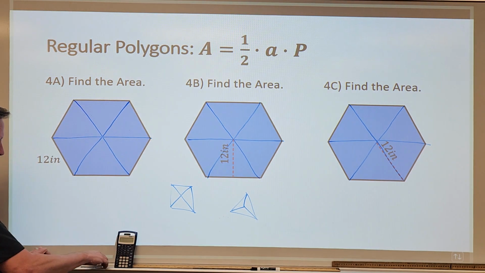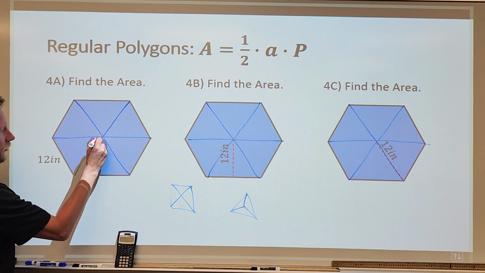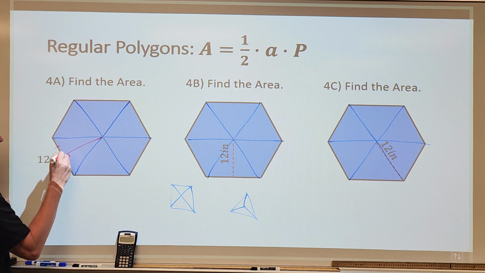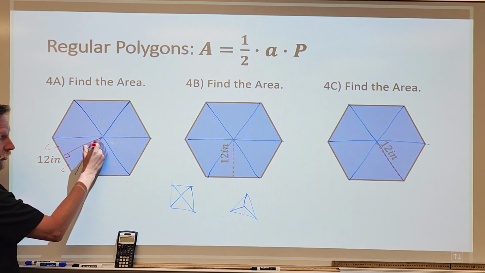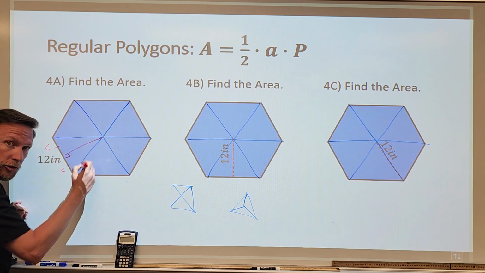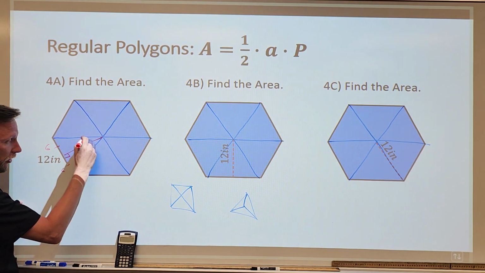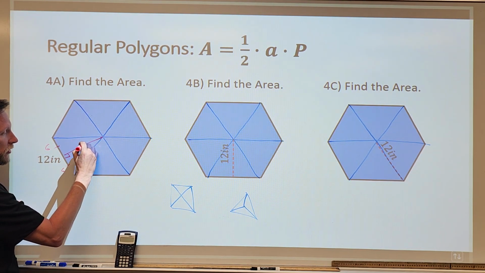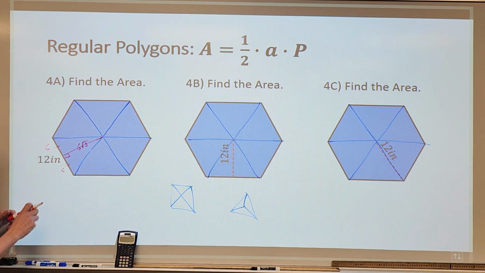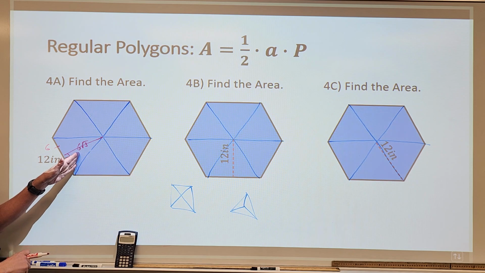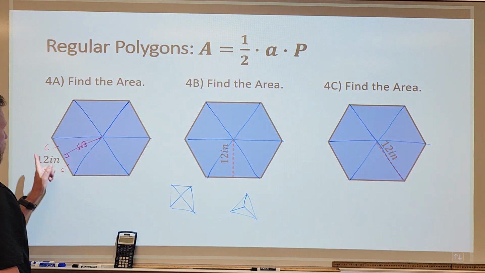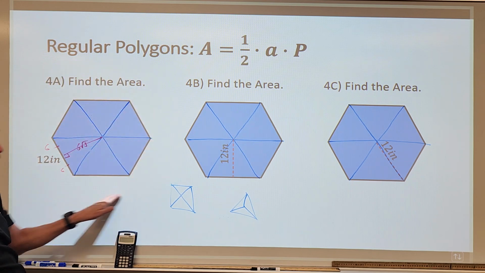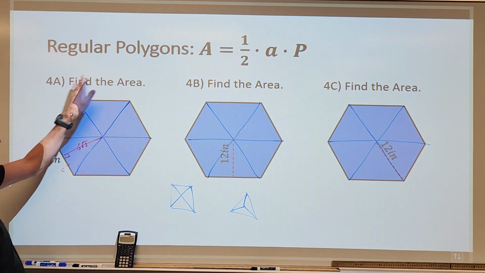So when I draw the apothem here from the center to the side, it cuts that 12 in half into 6 and 6. I know that this was a 60 degree angle, and I know that I just cut that 60 degree angle in half, so this is a 30, 60, 90 triangle, which means that this segment right here is 6 times the square root of 3. All right? If I know the apothem, right, that distance from the center to the side, that's our apothem. If I know my side length, then I know the perimeter. All right? I know my perimeter.